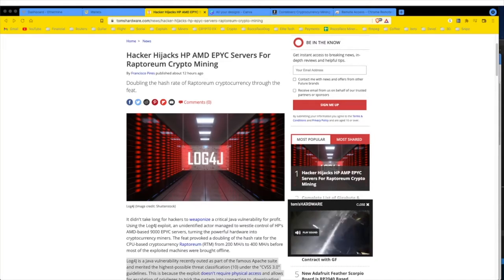Anyway, enough of that. So this story is pretty cool. The hackers hijacked HP AMD EPYC servers for Raptoreum crypto mining. By doing this, they doubled the hash rate of the Raptoreum cryptocurrency. This was all early December up till mid-December.